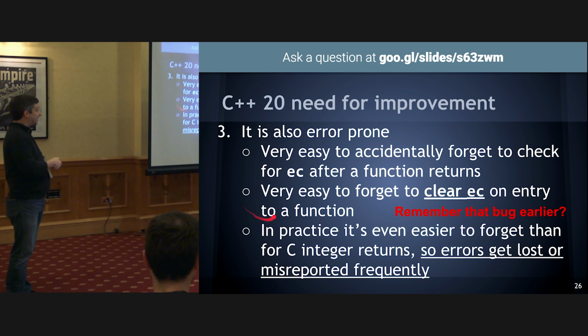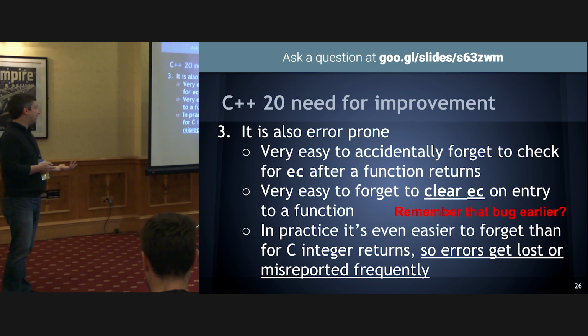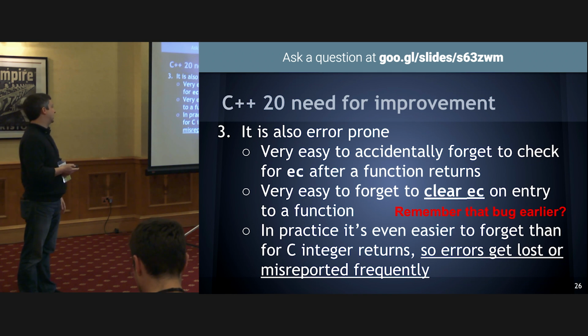It's really easy to forget to clear EC on entry to a function. It happens so often, and then you find these weird bugs that pop out when your users are using it. They're saying, oh, it failed in this random case, and of course you haven't written a unit test to cover it. So it's another thing that, if it just didn't do that in the first place, it'd be really great.